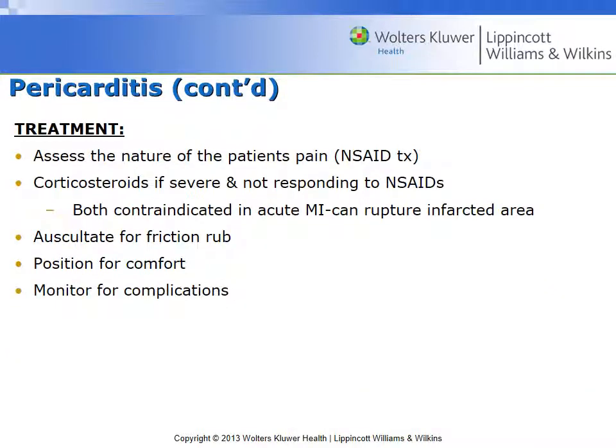Treatment of pericarditis is aimed at reducing the inflammation in the heart, and one of the most important things that we do is assess the nature of the patient's pain and treat pericarditis with nonsteroidal anti-inflammatories. If the pericarditis is very severe, steroids may often be started, but if not, they'll respond to nonsteroidal anti-inflammatory drugs, such as Indocin. Both corticosteroids and nonsteroidal anti-inflammatory drugs, however, are contraindicated in acute MI and can rupture the infarcted area. Again, you want to auscultate for friction rub, position for comfort, and monitor for complications, as sometimes the inflammation in the heart can cause cardiac dysrhythmias.